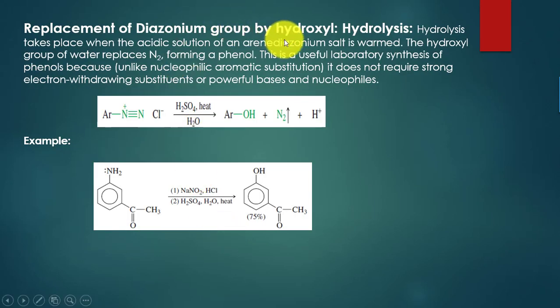Replacement of diazonium group by hydroxyl. This is called hydrolysis, and we say that acidic hydrolysis of diazonium salts leads to the formation of phenol. The diazo group will leave in the form of nitrogen gas, and the hydroxy group will get attached on the aromatic ring and phenol is obtained. An example is shown in which this amine group is first converted into a diazo group, and then on treatment with sulfuric acid and water it gets converted into a hydroxy group.